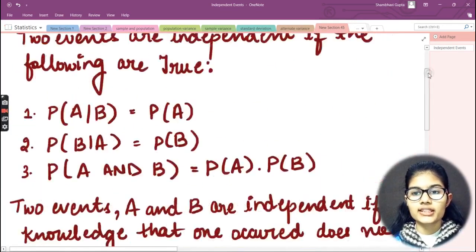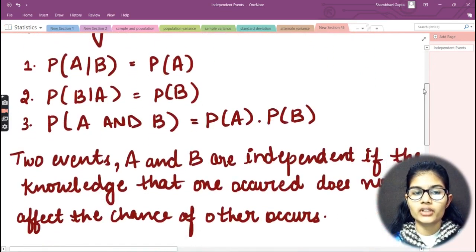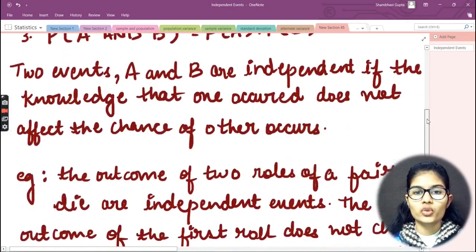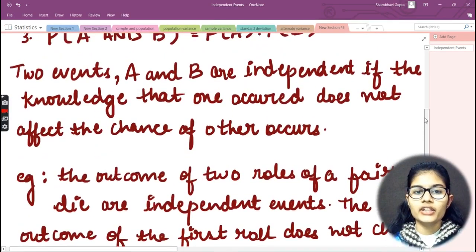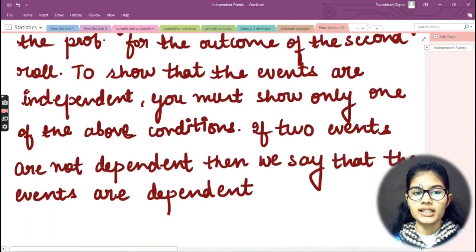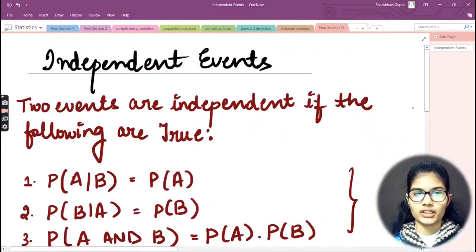So today we discussed a little about independent events. If the following three conditions mentioned up here are true, then we say that these two events are independent. Two events A and B are independent if the knowledge that one occurred does not affect the chance of the other occurring. And we just saw a quick example of how to do this.